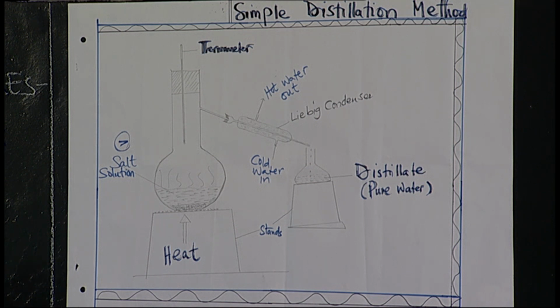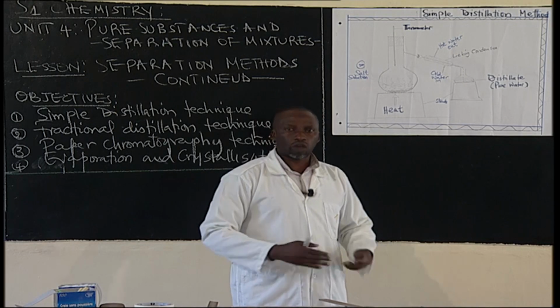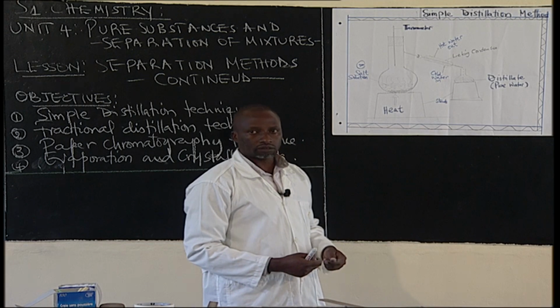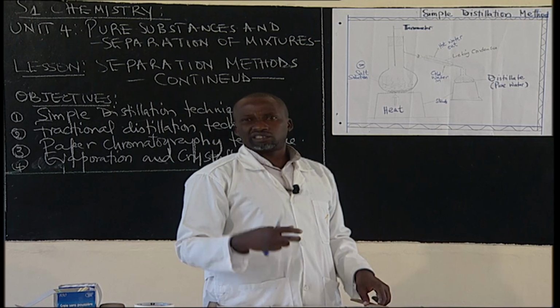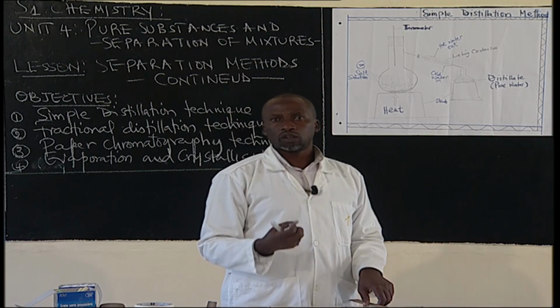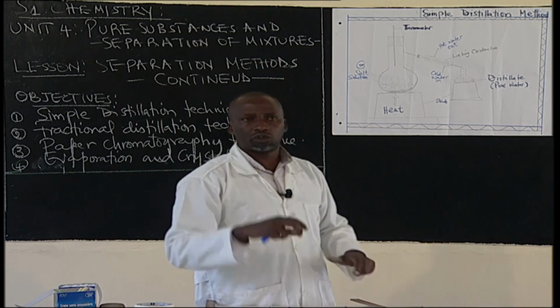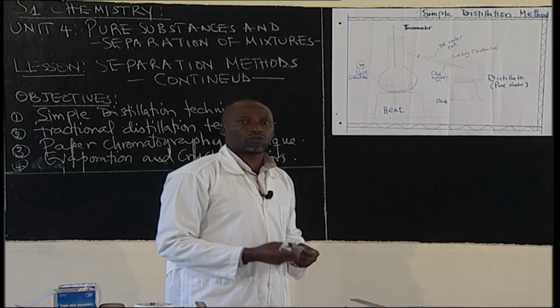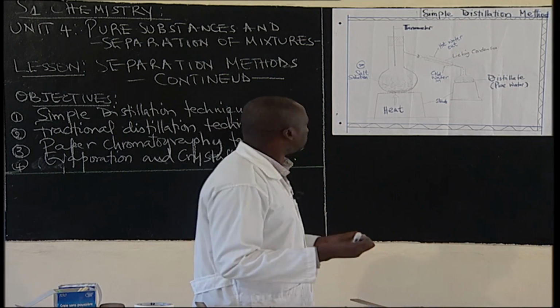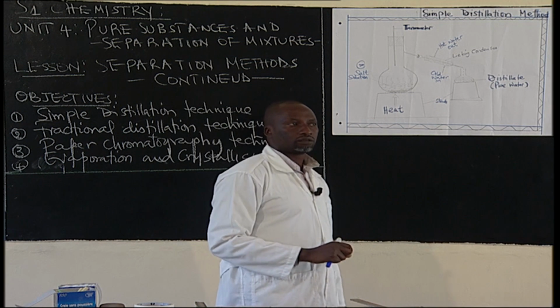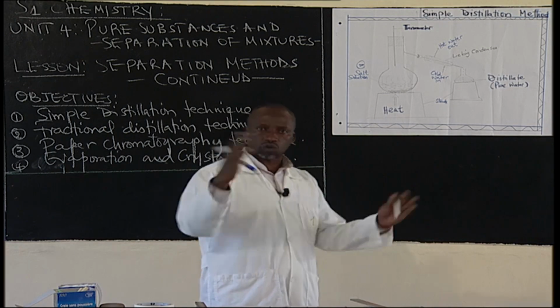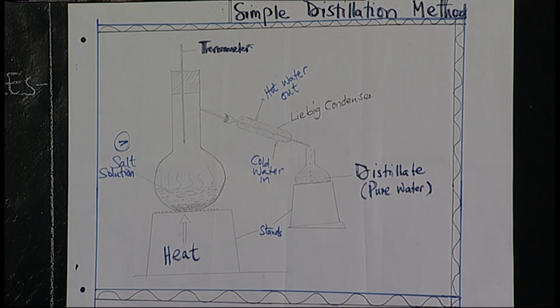This is the salt solution. So you have the salt, and it is dissolved in water, so you have to distill the water. Salt water is salty, and when you're drinking it you don't feel comfortable. The taste is not good for drinking. So when you want to separate the water from sea water, because sea water is salty, we use this simple distillation.